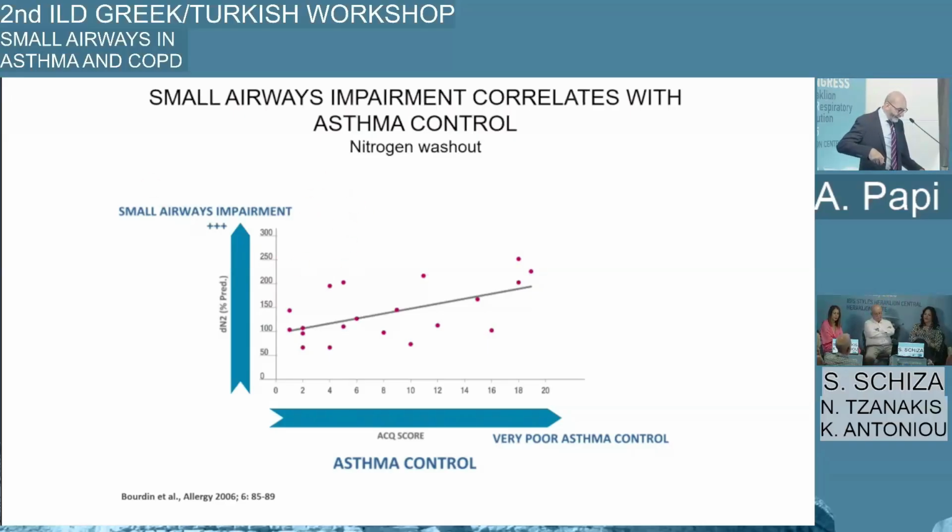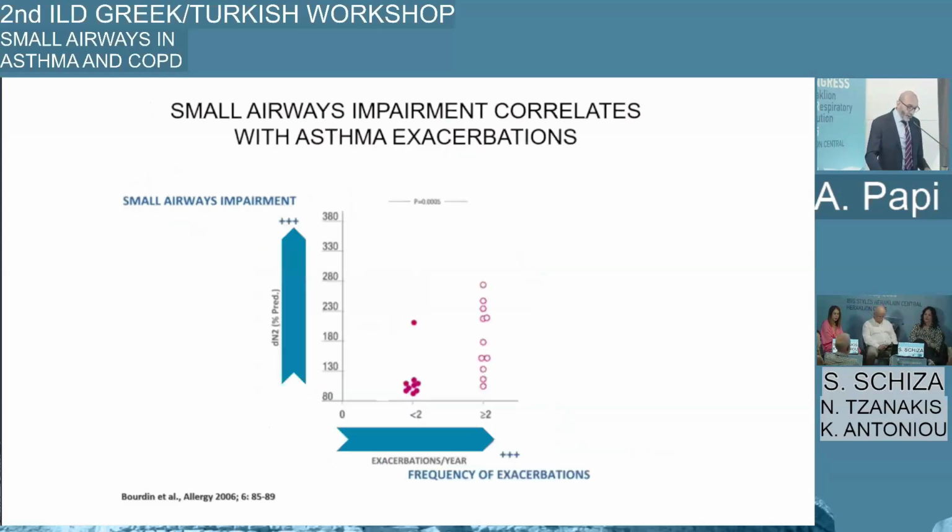The greater on the y-axis is the impairment of small airways, the lower is the level of control, correlating impairment of small airways with clinical outcome. The same is true when we consider exacerbation, the other important clinical outcome in our management of the disease. Those with more frequent exacerbations, more than 2, have on average a higher impairment of small airways, again assessed by the nitrogen washout technique, as compared to less frequent exacerbators.